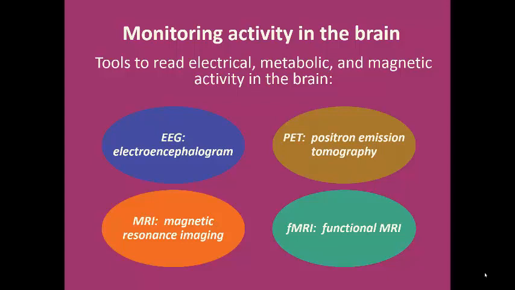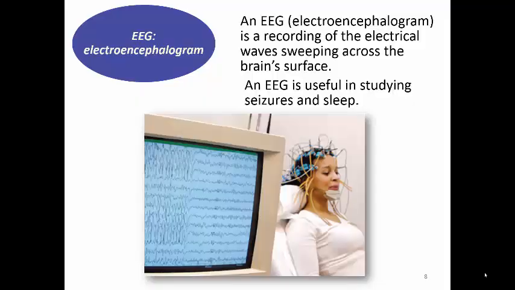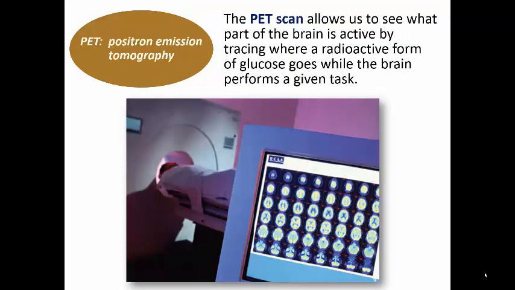You have PET, which is positron emission tomography, which then you can see different areas of the brain activated, and functional magnetic resonance imaging is where you can actually see different areas of the brain working. So I mentioned the EEG is recording the electrical waves sweeping across the brain's surface. It's useful in studying sleep and seizures, and you can see on the right the patient has a lot of electrodes hooked up to her head. Dr. Gross-Pfeiffer here at John Jay does this kind of research, so you may participate in some of her studies.